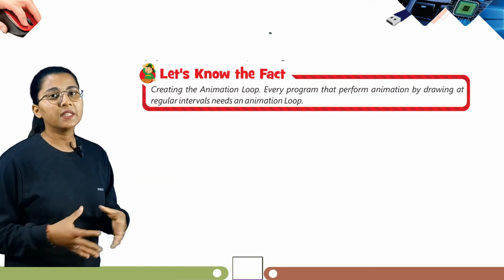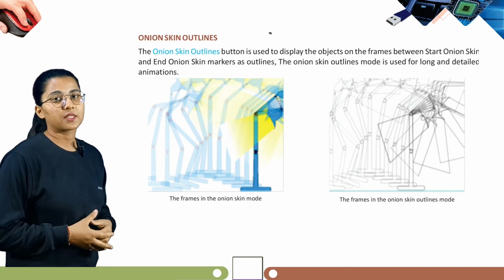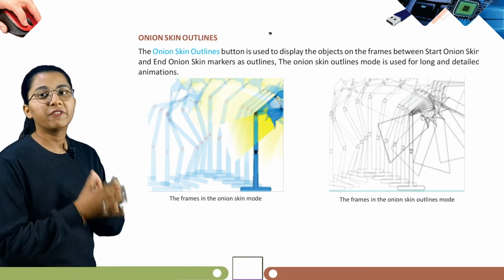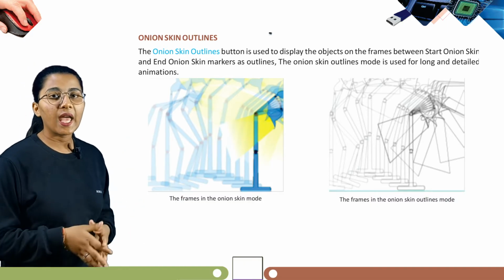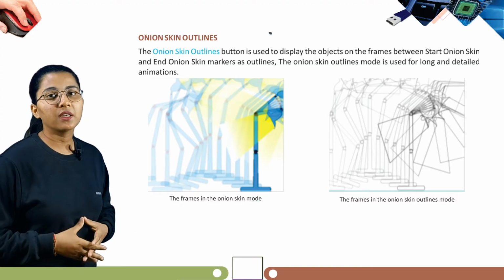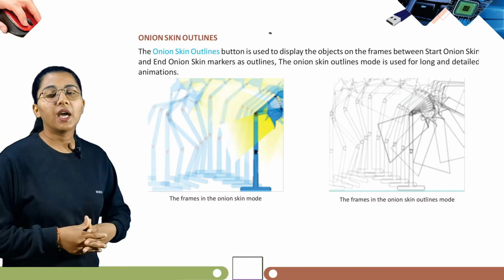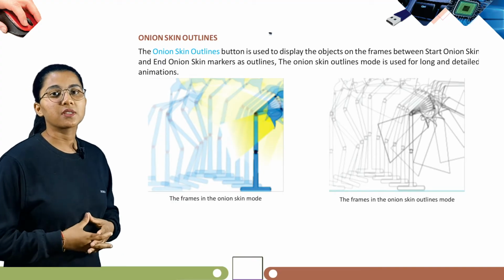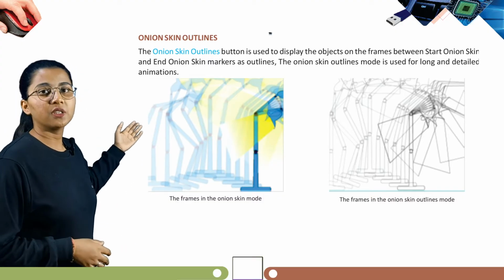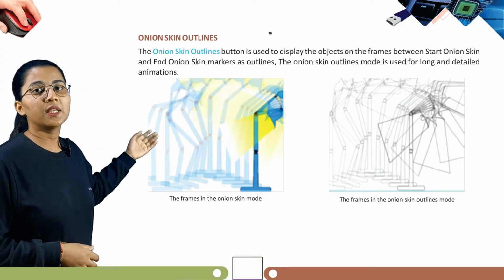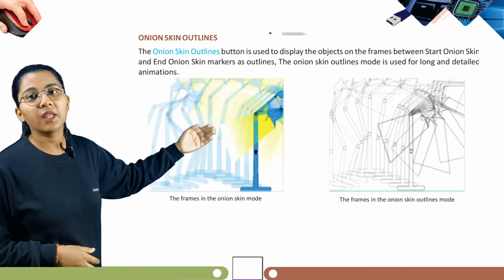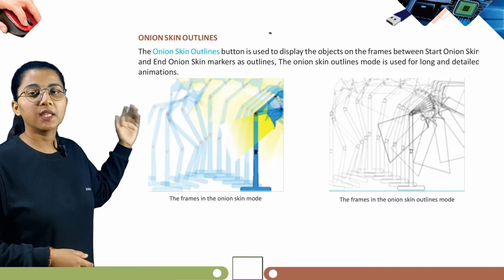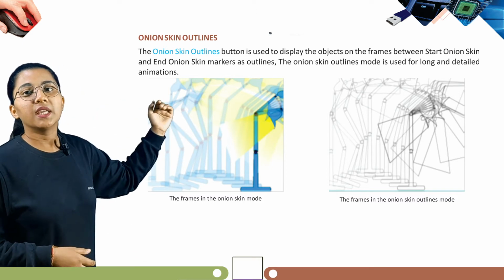Now students, let's learn about onion skin outlines. The onion skin outlines button is used to display the objects on the frames between the start onion skin and end onion skin markers as outlines. The onion skin outline mode is used for long and detailed animations. So students, now here you can see a picture. First one is the frame in the onion skin mode and then the frame in the onion skin outline mode. So these are two pictures. First one is from the onion skin mode and the second one is from the outline mode.